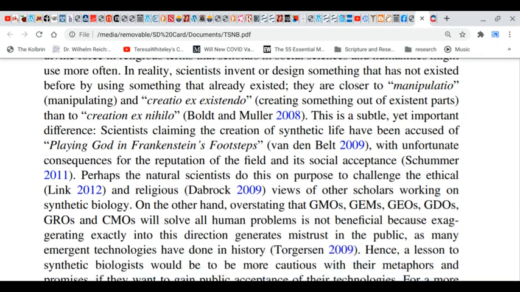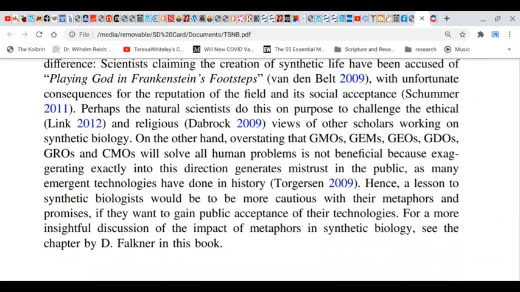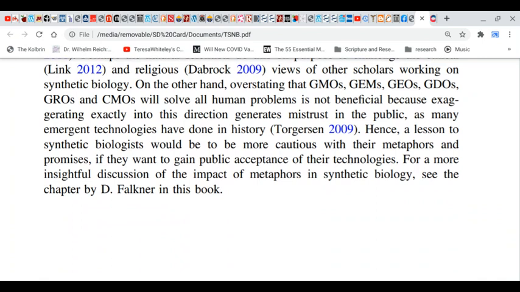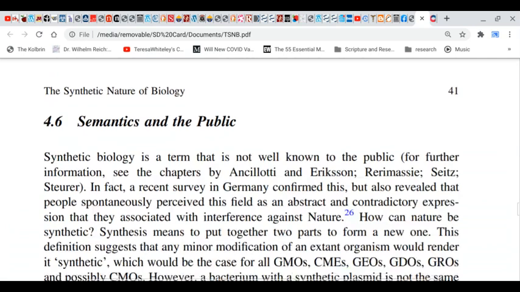Perhaps the natural scientists do this on purpose to challenge the ethical and religious views of other scholars working on synthetic biology. On the other hand, overstating that GMOs, GEOs, GEMs, GDOs, GROs, and CMOs will solve all human problems is not beneficial because exaggerating in this direction generates mistrust in the public, as many emergent technologies have done in history. Hence, a lesson to synthetic biologists would be to be more cautious with their metaphors and promises if they want to gain public acceptance of their technologies. For a more insightful discussion on the impact of metaphors in synthetic biology, see the chapter by D. Faulkner in this book.